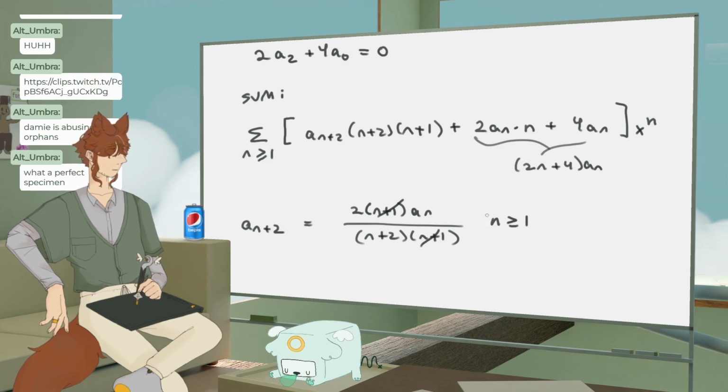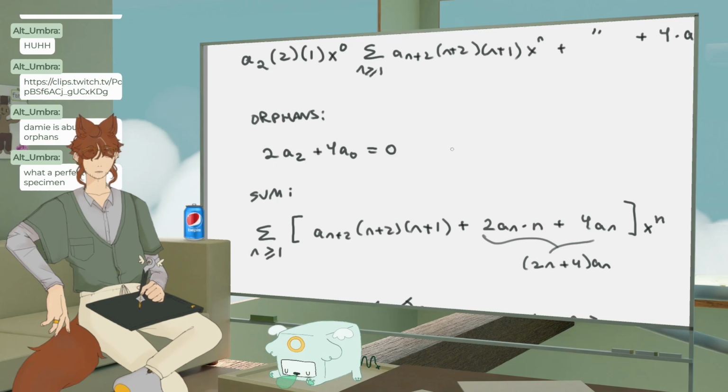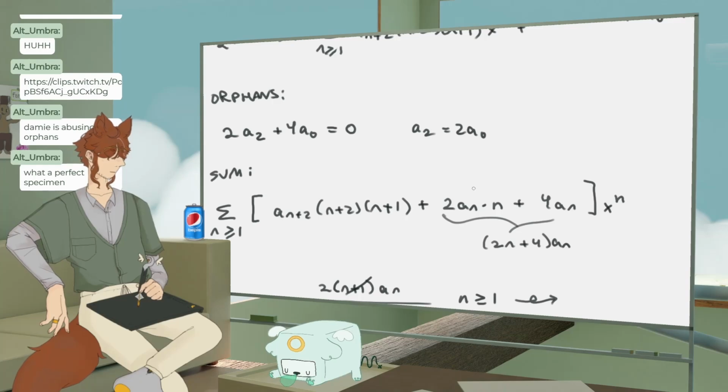It's nice. He's abusing orphans. What a perfect specimen. No, no, guys, I swear. They're so useful. Look at this. We're going to say a2 equals to a0, and we're going to use that. They have homes. They're all friends, see?